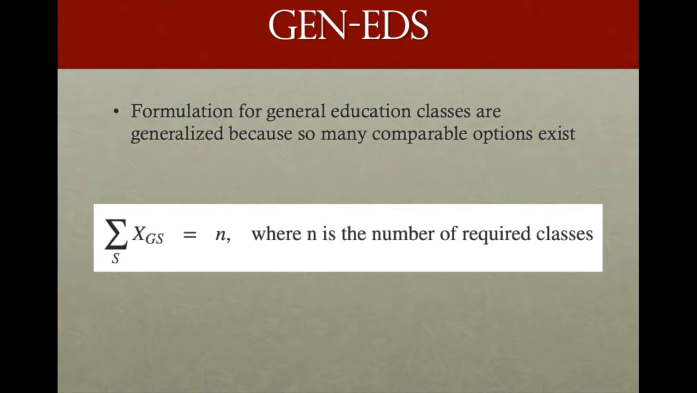Gen Ed requirements are the simplest because they can be generalized. Instead of these variables corresponding to classes, they correspond to a particular GE category. We just need to enforce that the sum of all the variables from one category is the same as the number of classes required from that category.